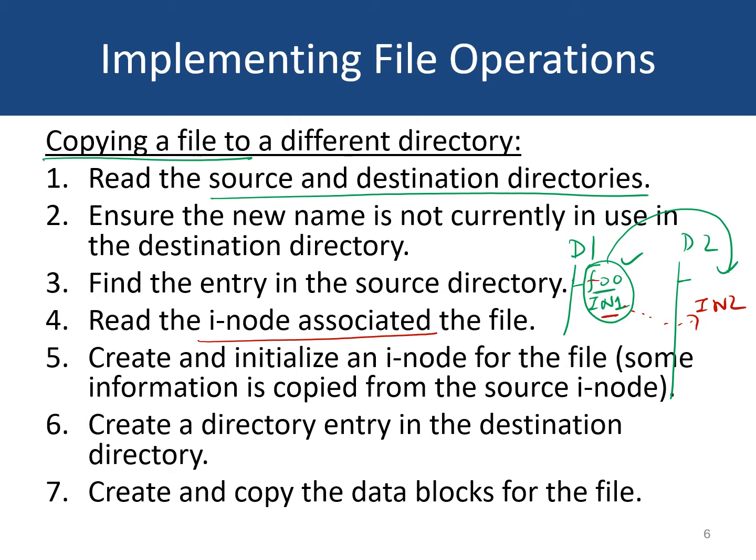Now we can create a directory entry for this file foo in this directory D2. So we have the file name, and we will store the location of the inode for this copy of foo in D2 here. After this, finally, we will create a new copy of the data blocks which originally belonged to this file foo inside directory D1.